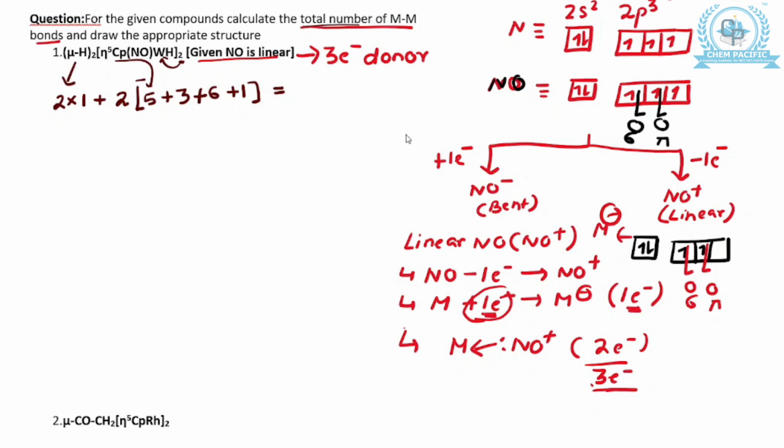और यहाँ पे हम देखेंगे जो भी हम total electron count कर रहे हैं, this is without the metal metal bond. तो ये कितना हो गया, 2 plus 2 × 15. This is going to be 2 plus 30, which is equal to 32. This is 32 TEC, total electron count without metal metal bond.